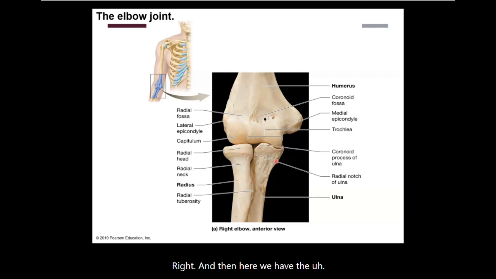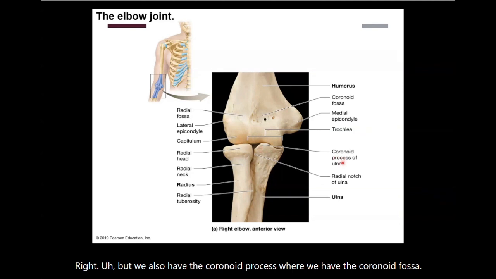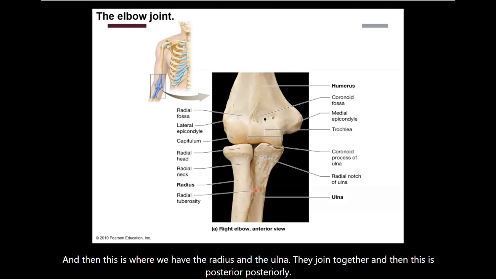And then here we have the trochlear notch, but it's not showing it, right? But we also have the coronoid process where we have the coronoid fossa, right? And then this is our radius, this is our ulna, and then this is where we have the radius and the ulna, they join together.